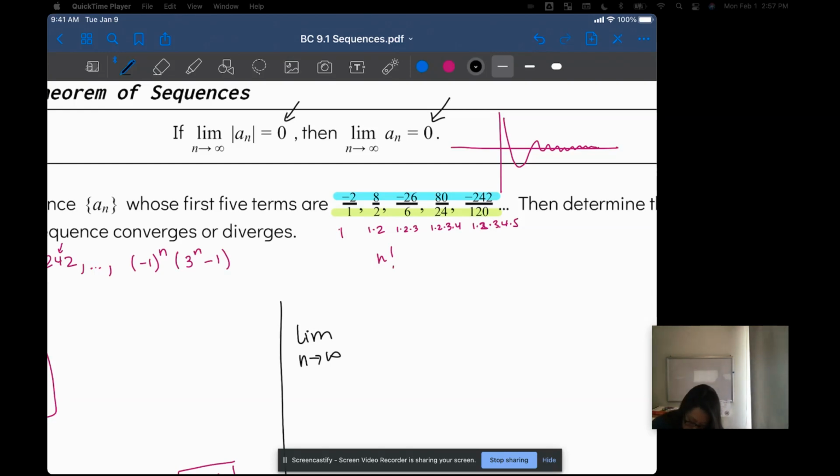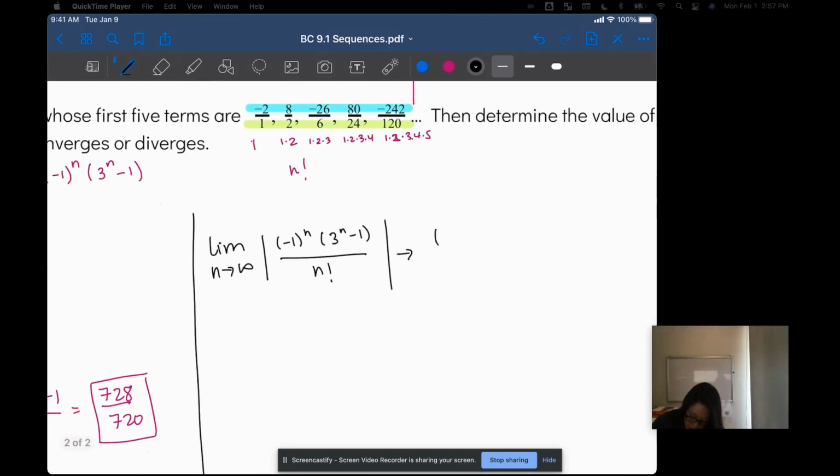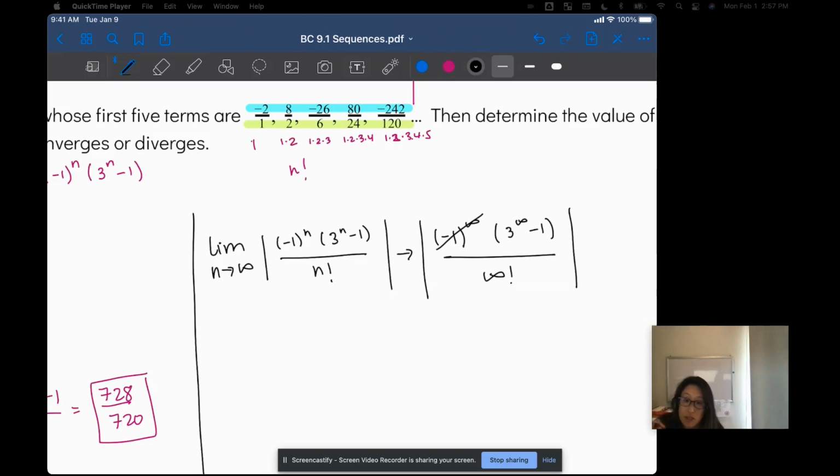Okay, so I have the limit as n approaches infinity of the absolute value of negative 1 to the n times 3 to the n minus 1 over n factorial, using my nth term. Okay, so I'm going to try and substitute in my infinity. So I get the absolute value of negative 1 to the infinity times 3 to the infinity minus 1 over infinity factorial. The negative 1 switches us back and forth, but we know that with the absolute value that negative 1 is going to be a positive.